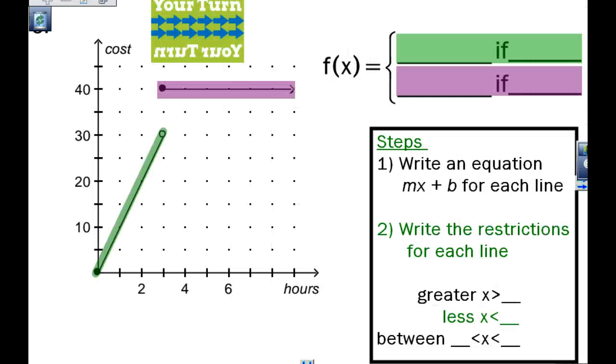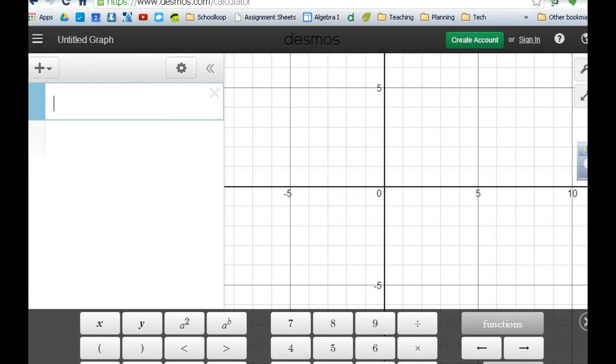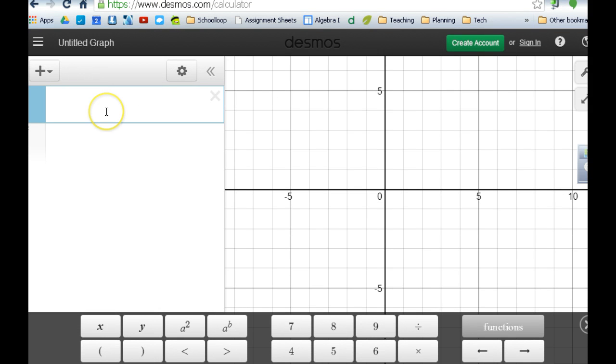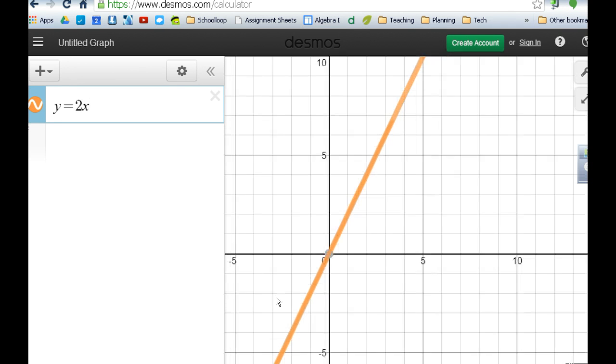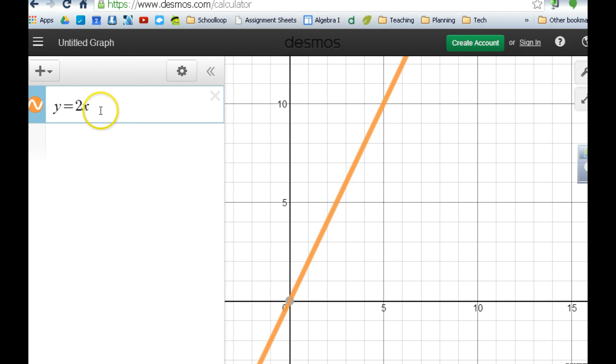Something you can do, if you get your answer, you can go to Desmos.com or download the Desmos app. They have it on Android and iPhone. You can type it in and see if it works. So, for instance, on number 5, what's the first equation? y equals what? y equals 2x. And what's the domain?